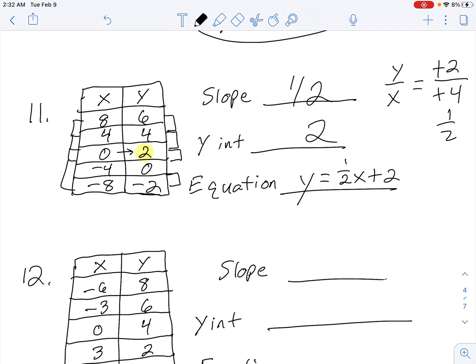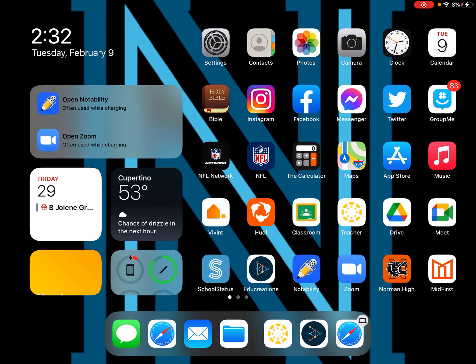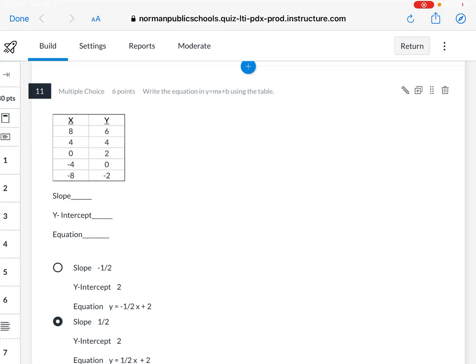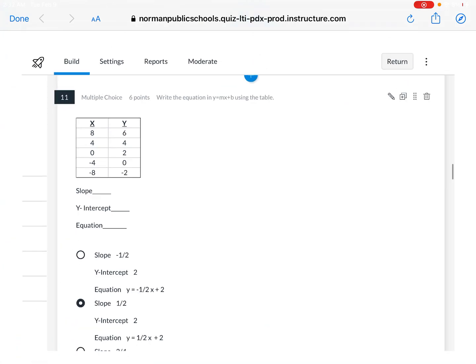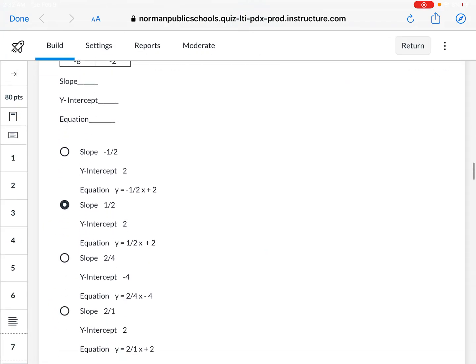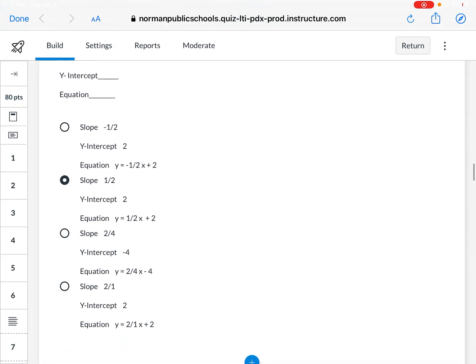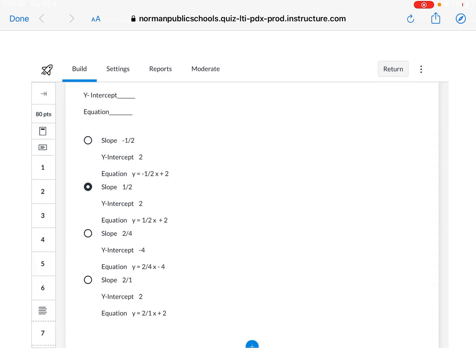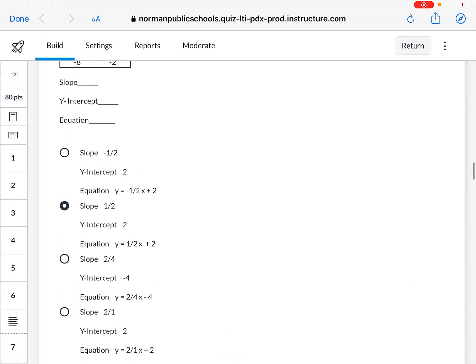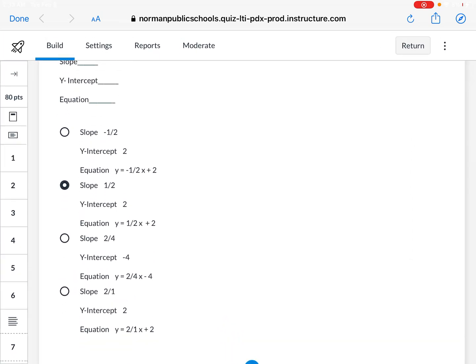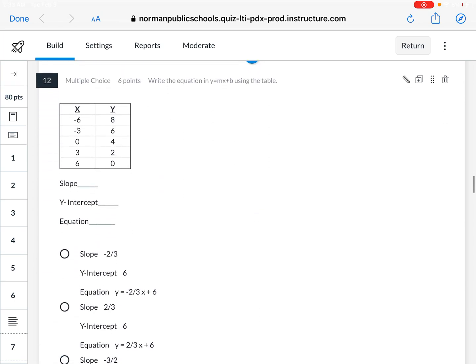So when we go back to the actual practice test, you can see that right here on this one, my second choice, and yours might be scrambled, okay, but you can see where the answer is marked on this one. Okay, you can see that there's a slope of 1/2, there's the y-intercept of 2, and then there's y equals 1/2 x plus 2.